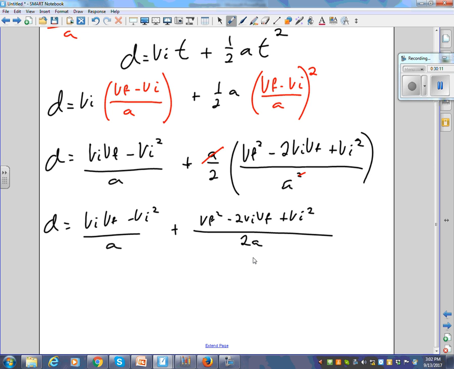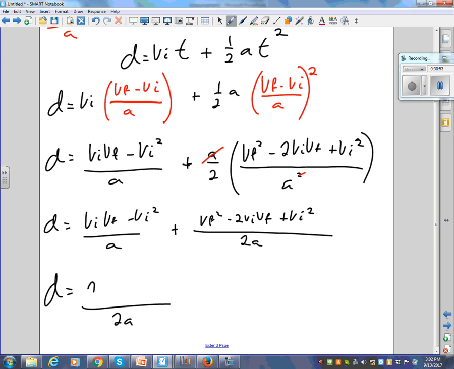Why didn't I multiply this 2 by all those parts? Because when you multiply fractions, you multiply the numerators, right? That's why it's 2A. That's a good question. So to get a common denominator, I have to make this a 2A on the bottom. And if I make the bottom times 2, I have to multiply the top by a 2. It's all going to be over 2A.